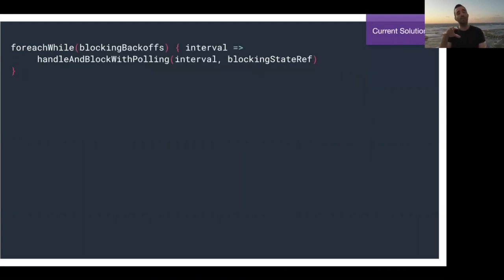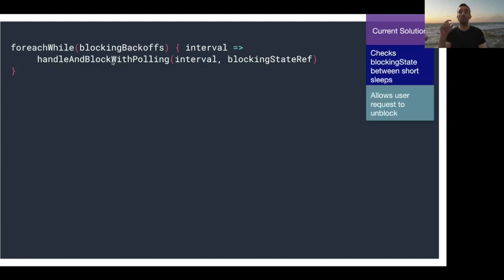So instead, we decided to go with iterating over the intervals in a forEachWhile, which means that it will iterate as long as the previous iteration wants it to continue. So the iteration here means handling the message and blocking upon failure. But this blocking is done with checking of the blocking state reference between short sleeps until we reach the interval set. And this allows the user to request unblock and to get a really fast response to the unblocking request, because it's 100 milliseconds between polling of the state.